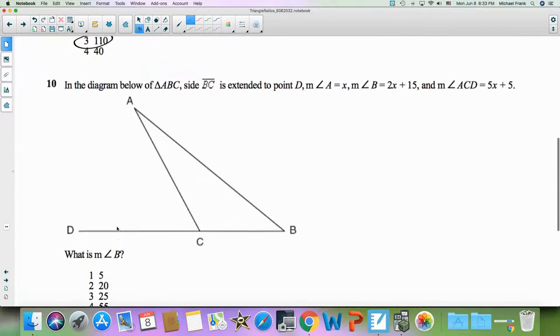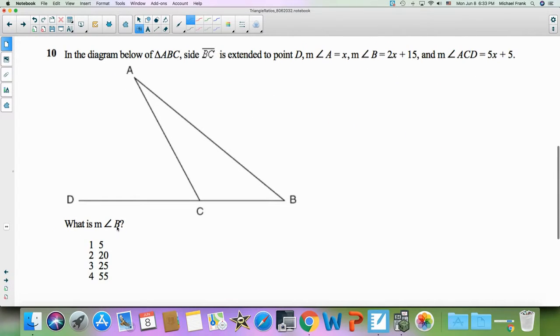And finally, here they show us a picture. One of the sides is extended. They want to find the measure of angle B. Ooh, this is one I don't think I taught you all. That's why I've been doing these the long way. Well, this one here is x. And the measure of angle B is 2x plus 15. Then it gives this angle out here, ACD, as being 5x plus 5.